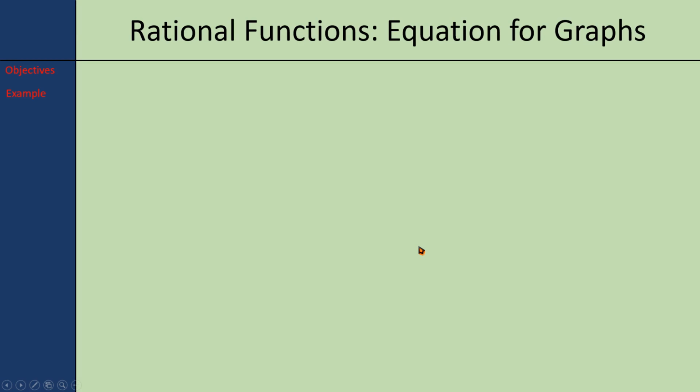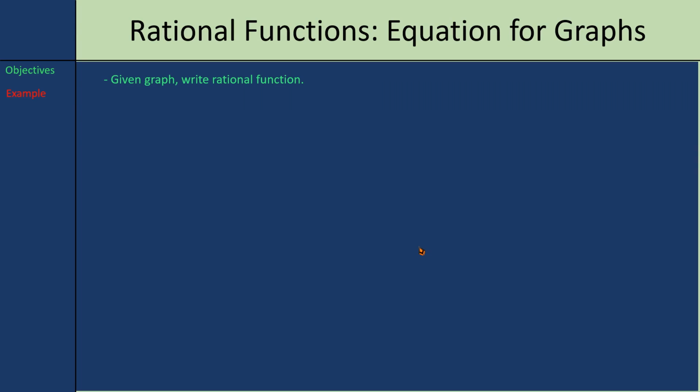Okay, so this is the continuation of 4.3 for your homework on Wednesday. And it is when we write the equation for the graph. Okay, when we're given the graph, we have to write the rational function. So here's an example. We write the possible function for the graph.